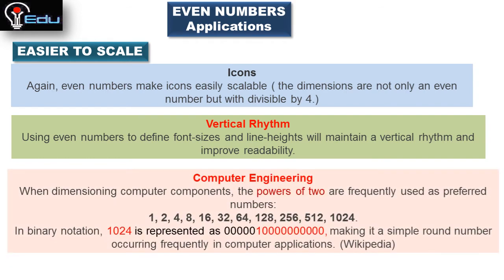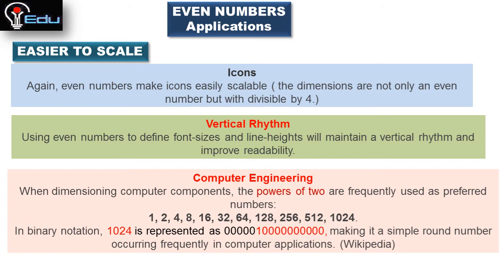So in computer engineering, when dimensioning computer components, the powers of 2 are frequently used as preferred numbers. So here powers of 2 means 2 to the power of 0 means 1, 2 to the power of 1 means 2, 2 to the power of 2 means 4. Similarly, 2 to the power of 9 means 512, 2 to the power of 10 means 1024.